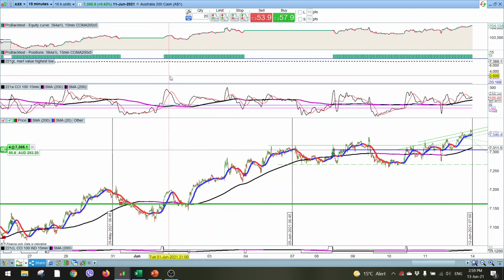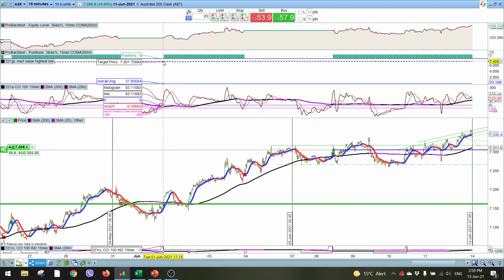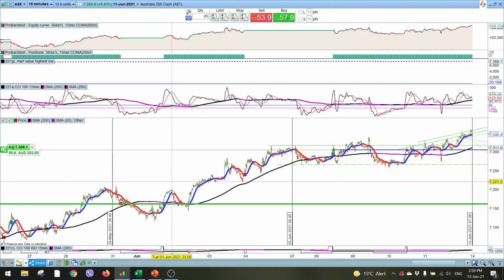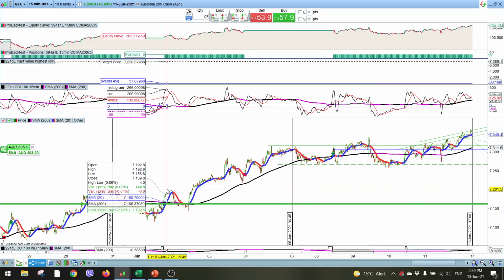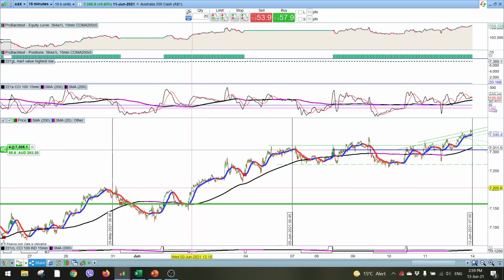You can see here in last week's example, we opened up out here. If you look up here at what the target price would have been, 7201. Looking over here, 7201 is there. You can see the price did go above the 7201, and it did close above there, but notice the CCI has kept remaining above the zero.